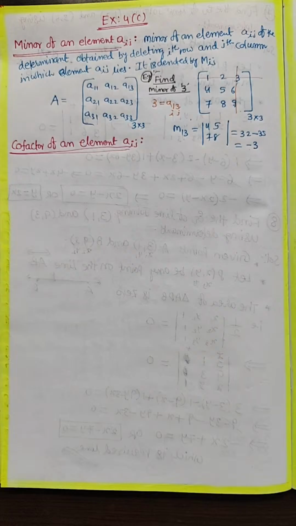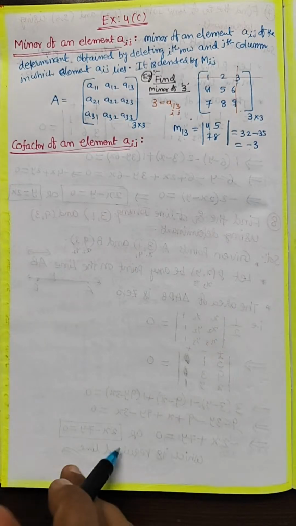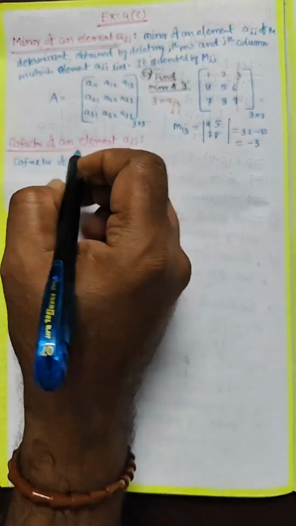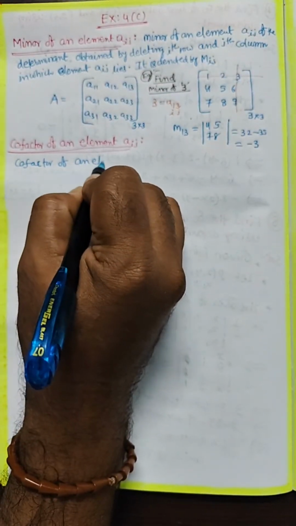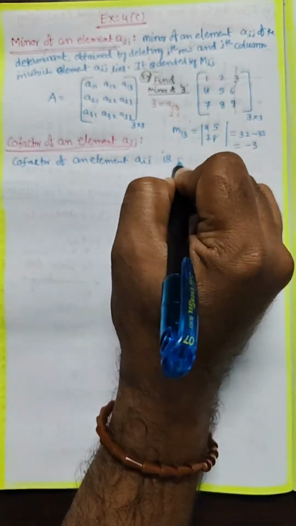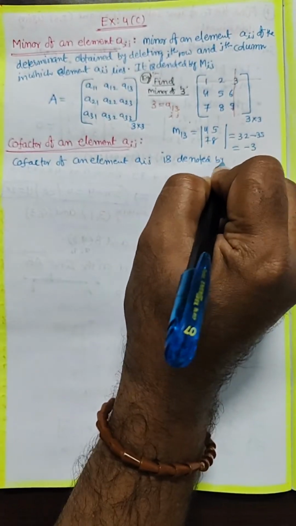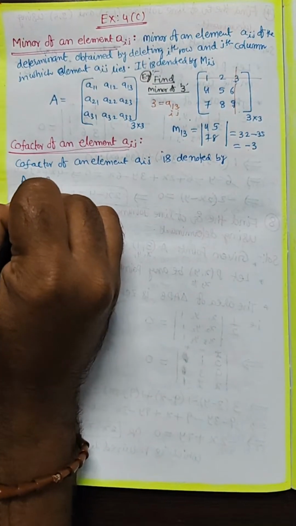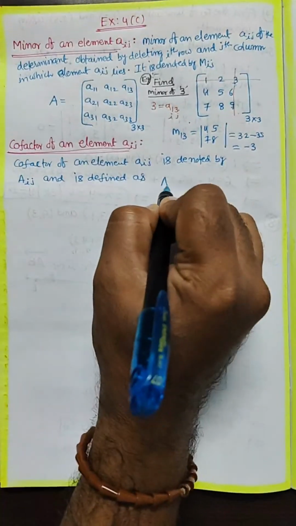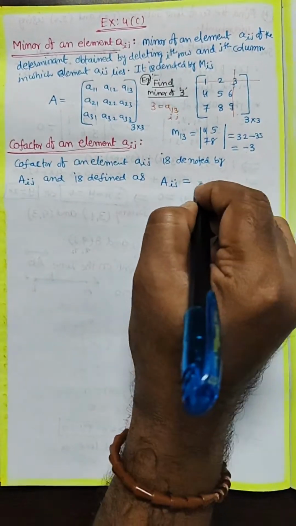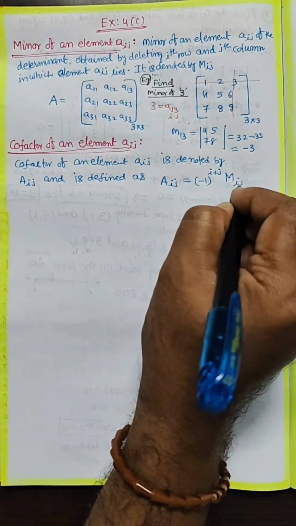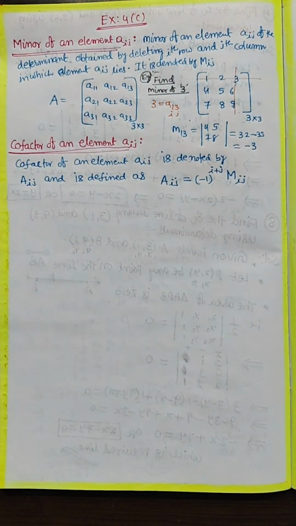Now we will move to the concept of cofactor of an element. The cofactor of an element Aij is denoted by capital Aij and is defined as Aij is equal to minus 1 whole power i plus j multiplied with the minor of Aij, that means Mij, dear students.